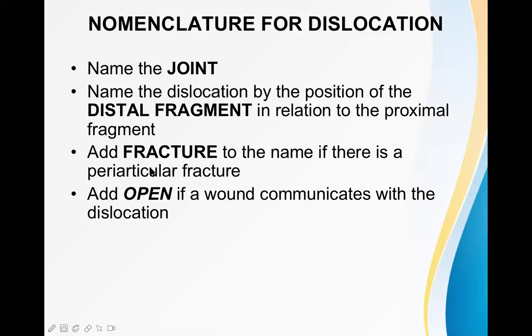Now, third important point here: add fracture to the name if there is a periarticular fracture. Look around that joint. Look at all the bones which are there, and look very carefully if there are any fracture lines. And if there are any, you need to mention that particular point. Otherwise, your diagnosis would be incomplete, and you may easily miss that type of fracture. The patient will have prolonged pain from that. And another is, add open if a wound communicates with the dislocation, exactly like an open or compound fracture. So these are the different nomenclature for dislocation.